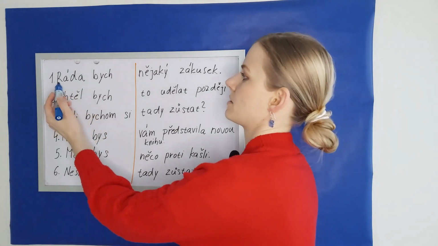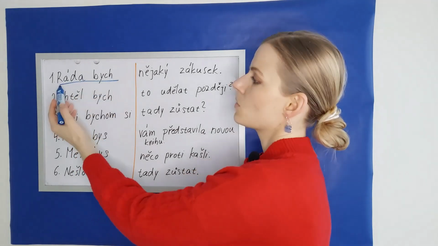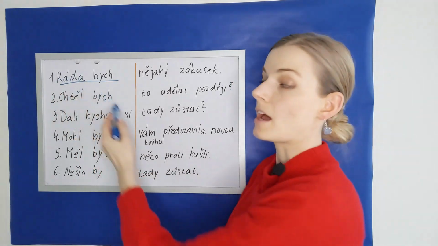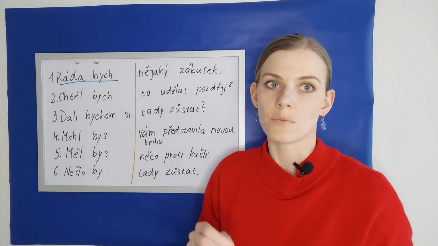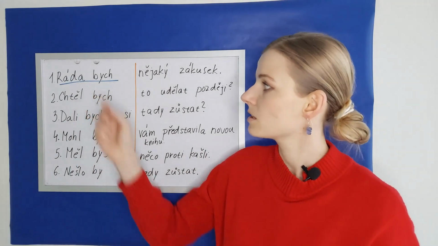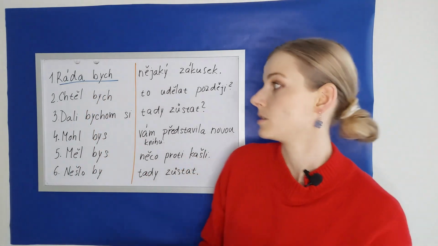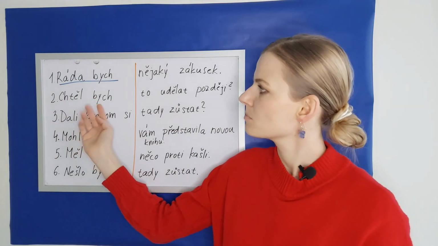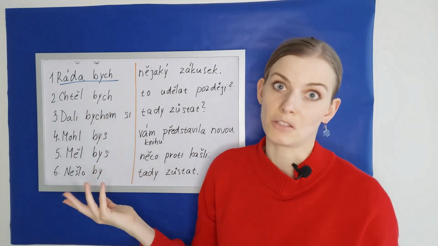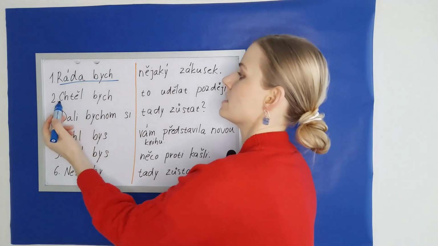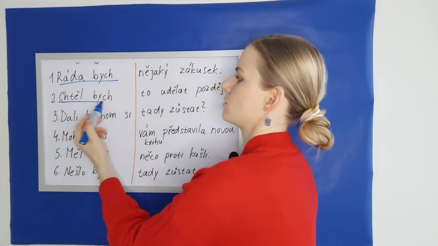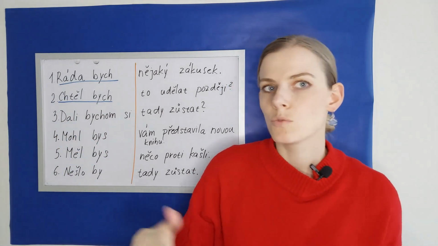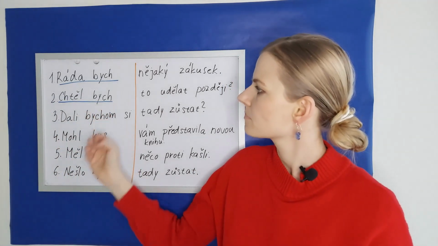The first phrase is ráda bych, which means I would like. You can see rád or ráda in it, which refers to something that we like. And when we put bych, it means that we would like to do it. This one is feminine form, ráda bych. Chtěl bych means I would like as well, but using the verb chtít in the past tense and together with bych, it's a conditional form. I would like, chtěl bych.